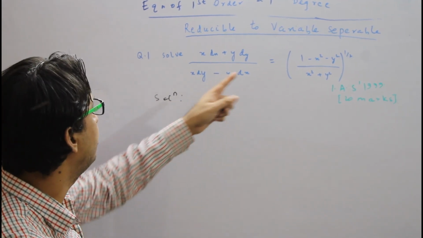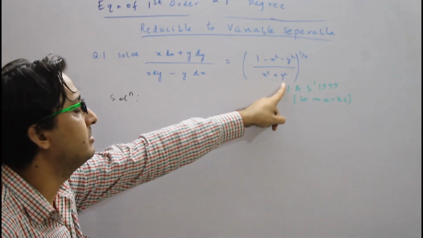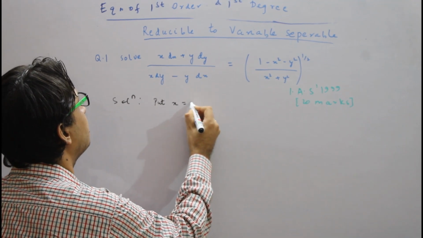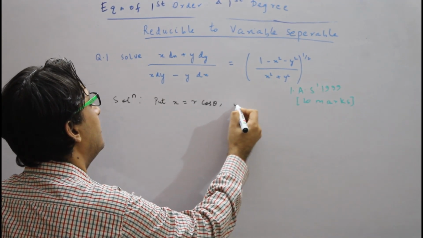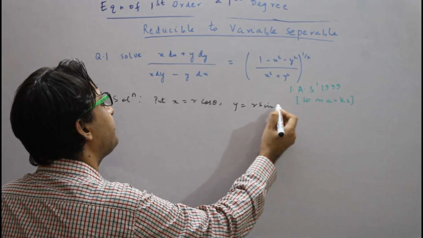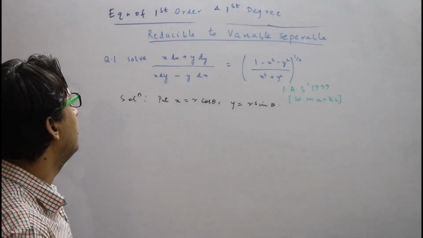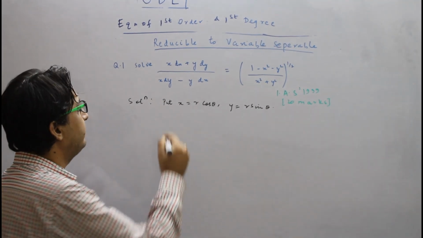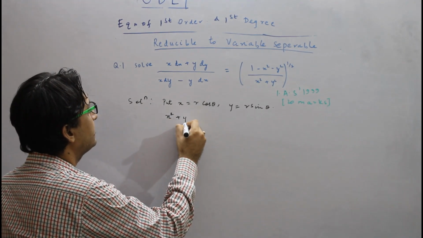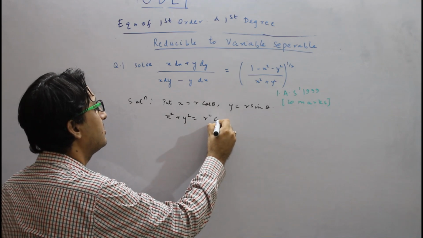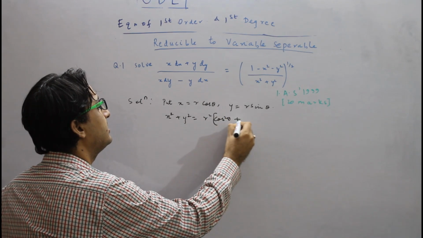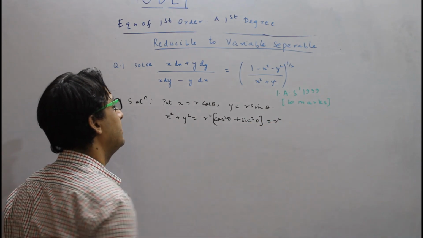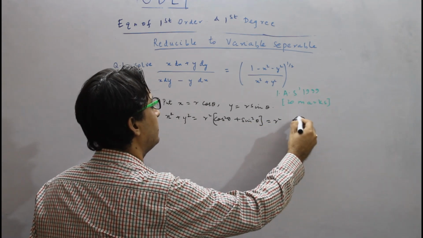You can see x square plus y square, so we can take the polar form. That is, if we put x is equal to r cos theta and y is equal to r sin theta, then we can reduce this. How? We will be seeing. If I take x square plus y square, this is r square times (cos square theta plus sin square theta). So this is r square. Alright, we'll call this equation 1.